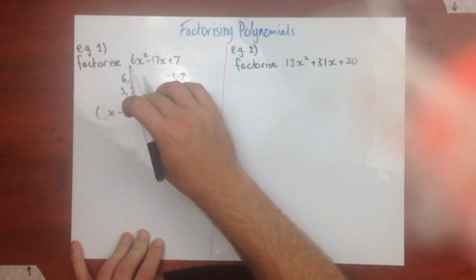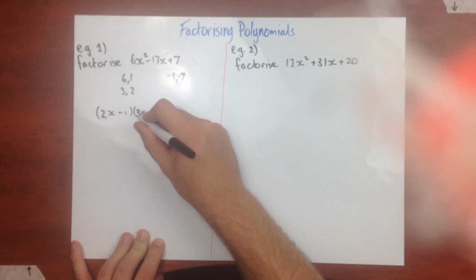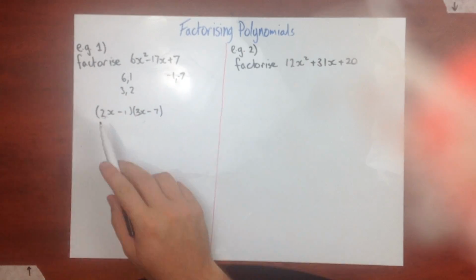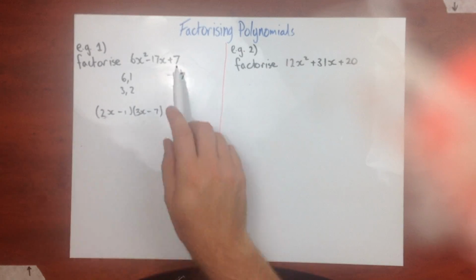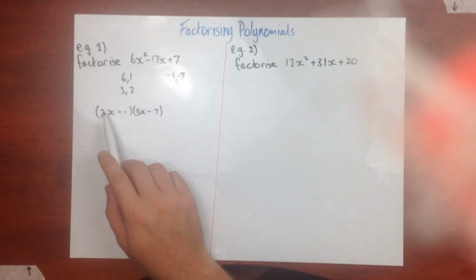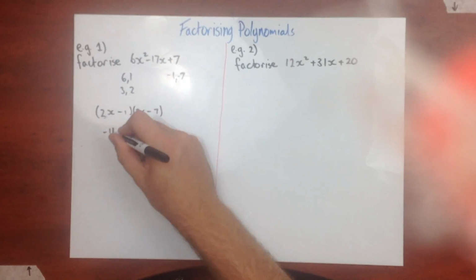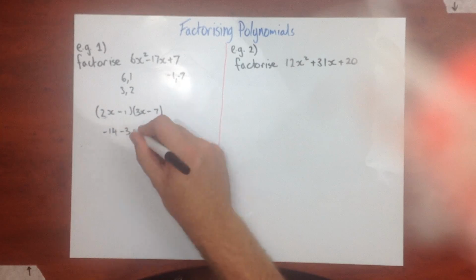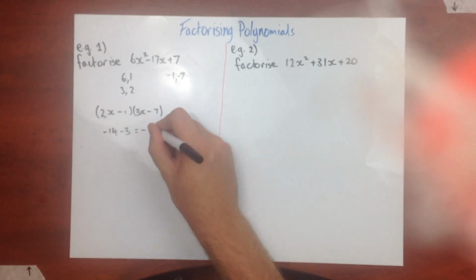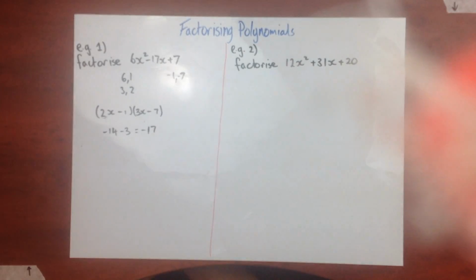So we might just switch these two around and see what happens. So we make our 2x take 1 and our 3x take 7. Then our 2 times our 3 will give us our 6. We're still going to get our positive 7. But 2 times negative 7 will give us negative 14, and negative 1 times 3 will give us minus 3, which is indeed going to give us our minus 17 that we needed for our coefficient. So sometimes we just need a little bit of trial and error, but we can be a little bit cluey about it.